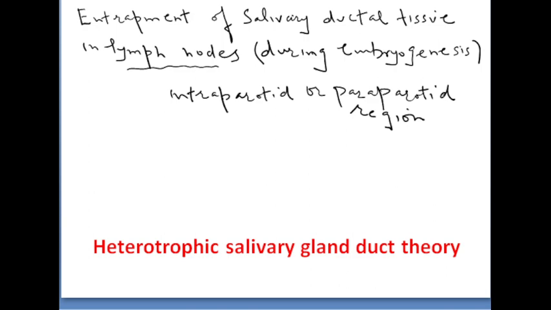At present, the most accepted theory of origin of Warthin's tumor is the heterotopic salivary gland duct theory, which says that there is entrapment of salivary ductal tissue in lymph nodes, which occurs in the intraparotid or paraparotid region during embryogenesis.